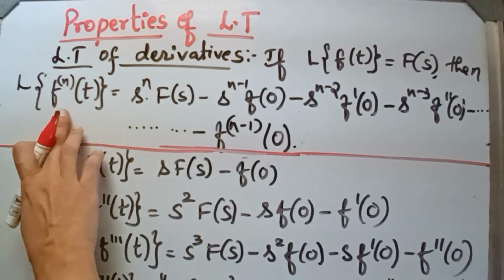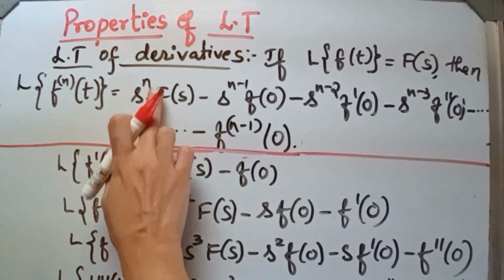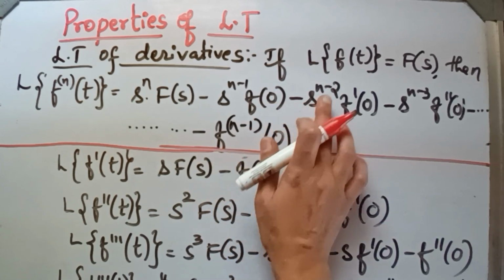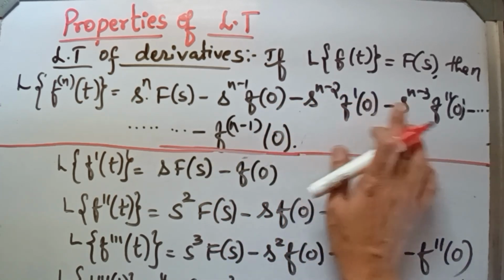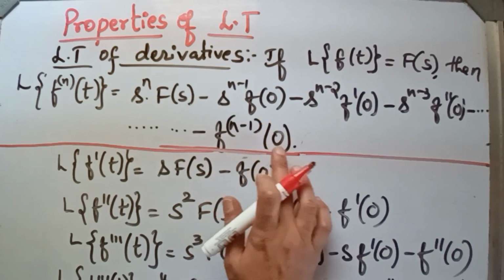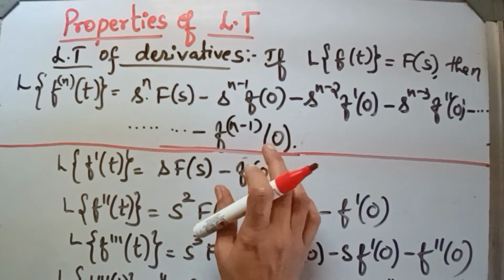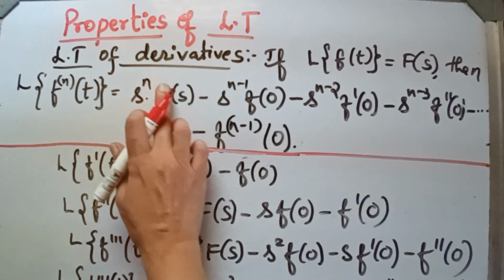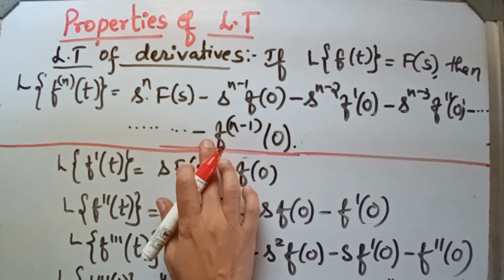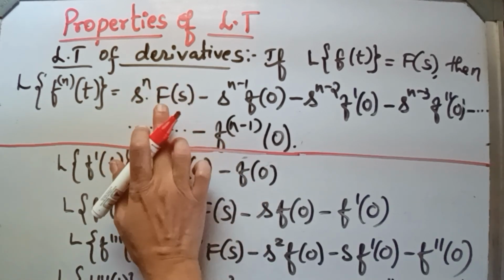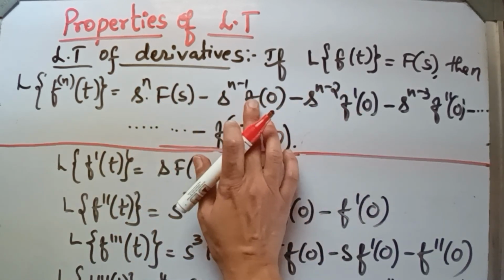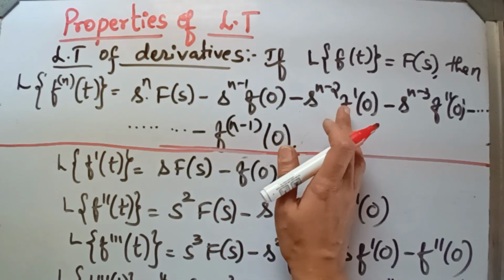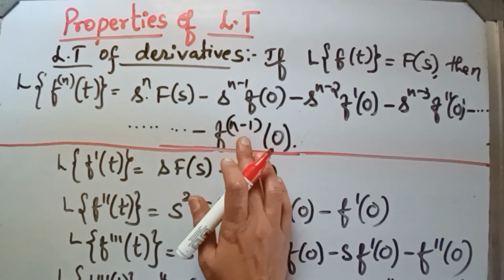transform of the nth derivative of that function is given by s power n into F of s minus s power n minus 1 into f of 0 minus s power n minus 2 into f dash of 0 and so on, up to finally the n minus 1th derivative at 0. See, it is easy to remember: all negative signs and the power of s decreases. Finally, it becomes s to the power 0. Only the first term has F of s, then the rest are all small letter f at 0, starting from f of 0, then the derivative of small letter f at 0, up to the n minus 1th derivative.